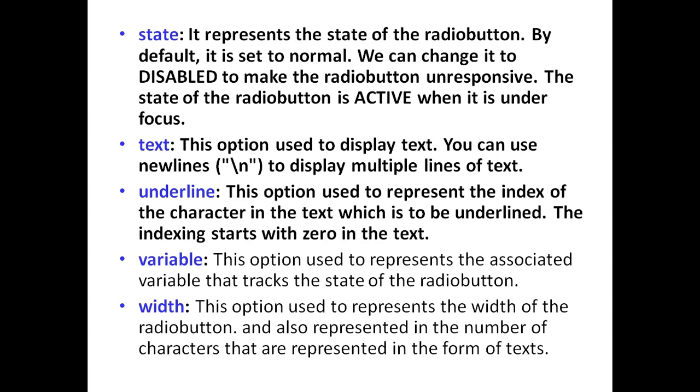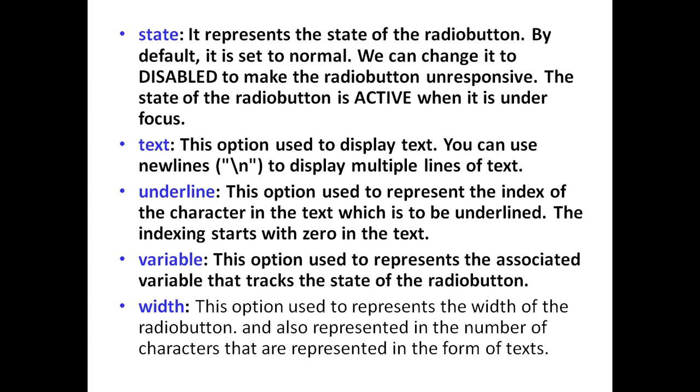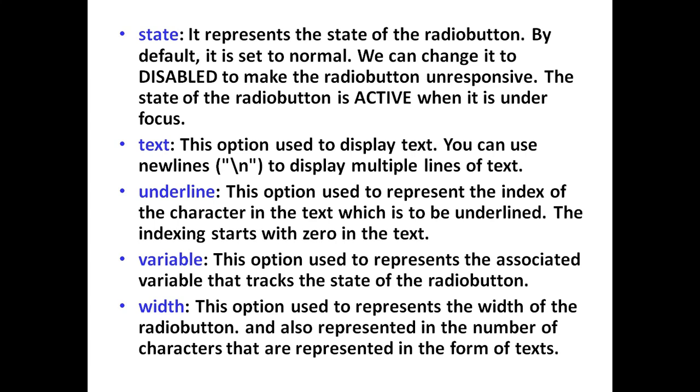The underline option is used to represent the index of the character in the text which is to be underlined. The indexing starts with 0 in the text. The variable option is used to represent the associated variable that tracks the state of the radio button. And the width option is used to represent the width of the radio button, and it also represents the number of characters that are represented in the form of text.